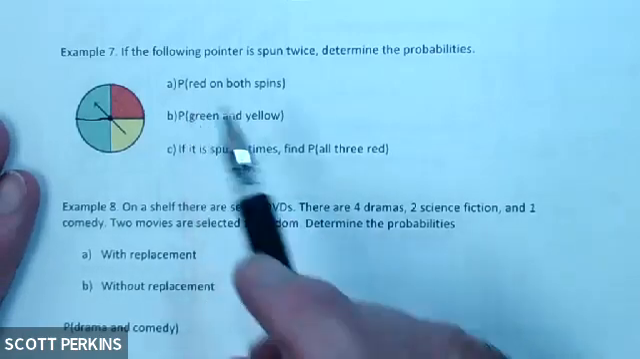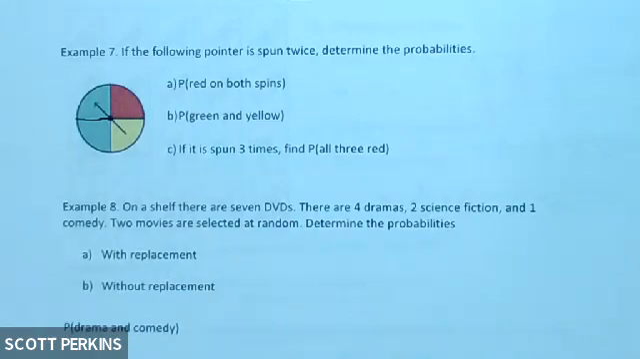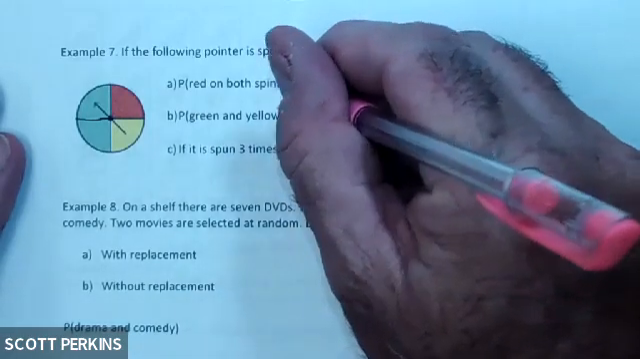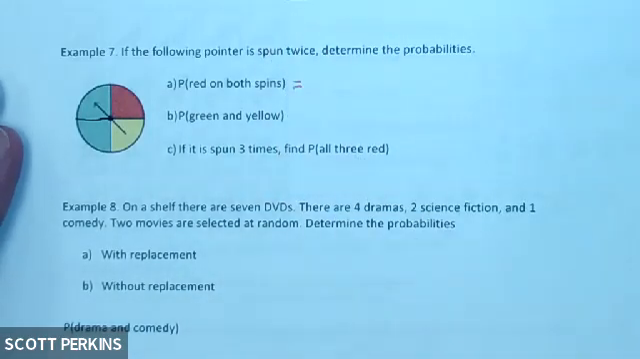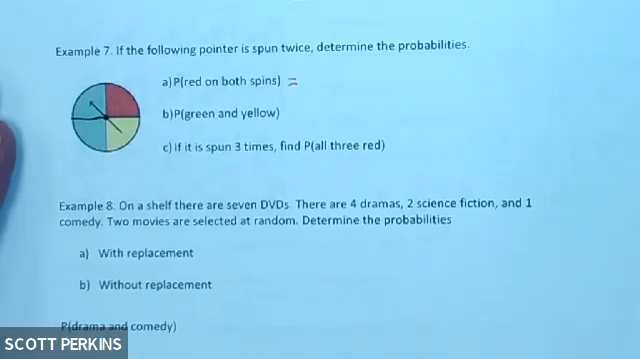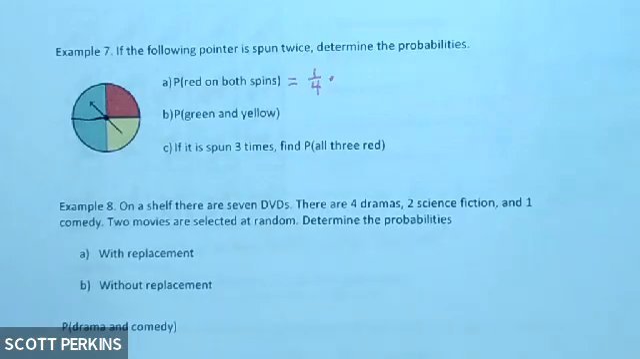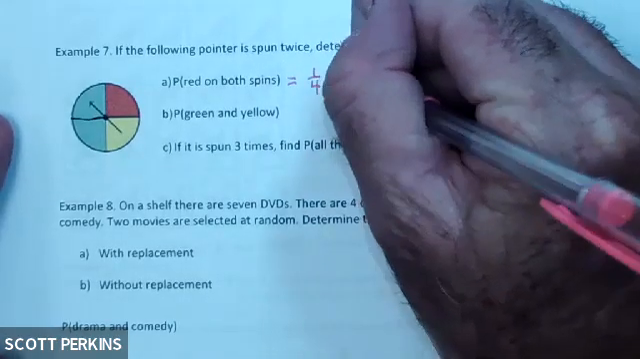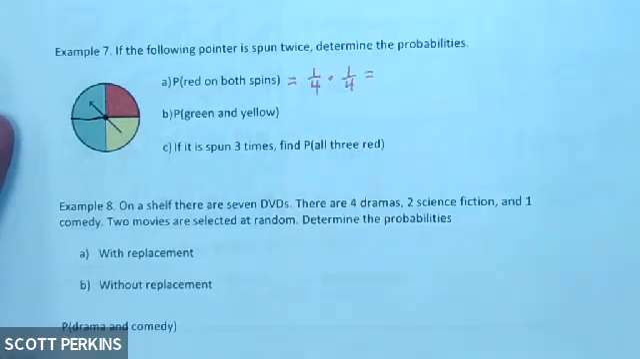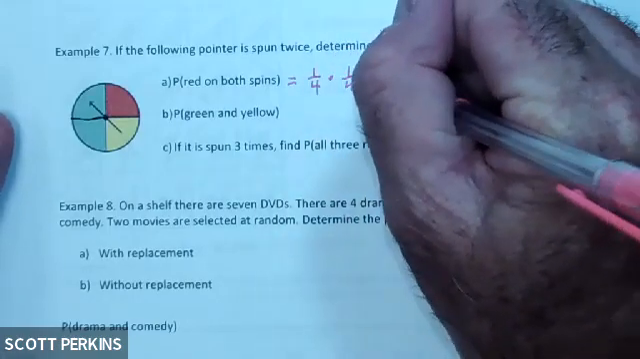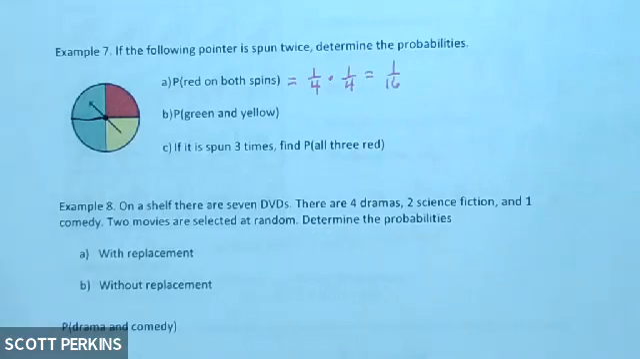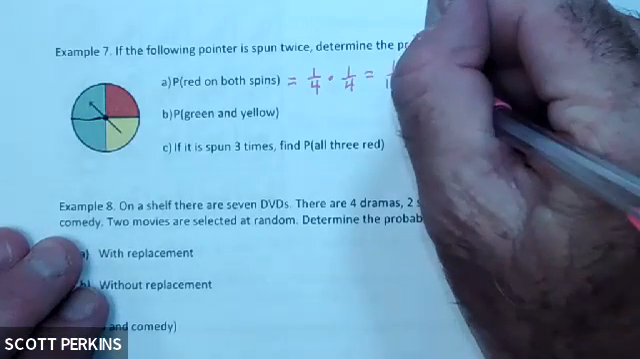So here we go. What's the probability that I get a red on both spins? Okay, well, I spin the spinner. What's the probability it lands on red the first time? 1 out of 4 or 0.25 if you're using decimals. What's the probability it lands on red the second time? 1 out of 4 again, or 0.25 if you're using decimals. So that is, if you want to just multiply, 1 out of 16. And 1 out of 16, I believe, is 0.0625. Awesome. Thank you for helping me out.